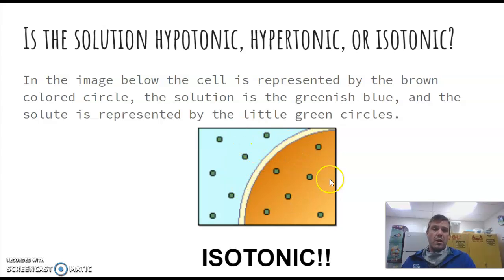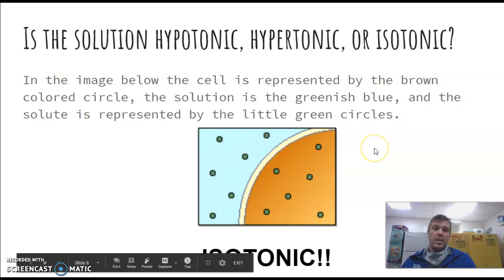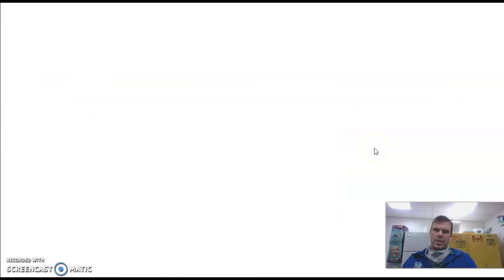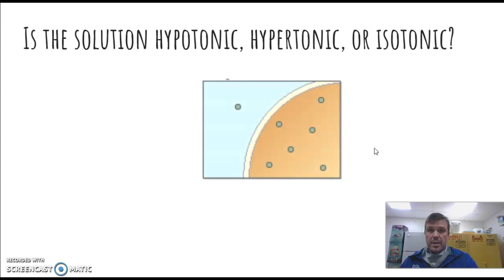This whole system is already at equilibrium. We have the same amount of dissolved solutes inside and outside of the cell. So water is going to have a net movement of 0. There's going to be water going in and out, but it's going to be going in and out at the same rate. Example 2. So here is example 2.